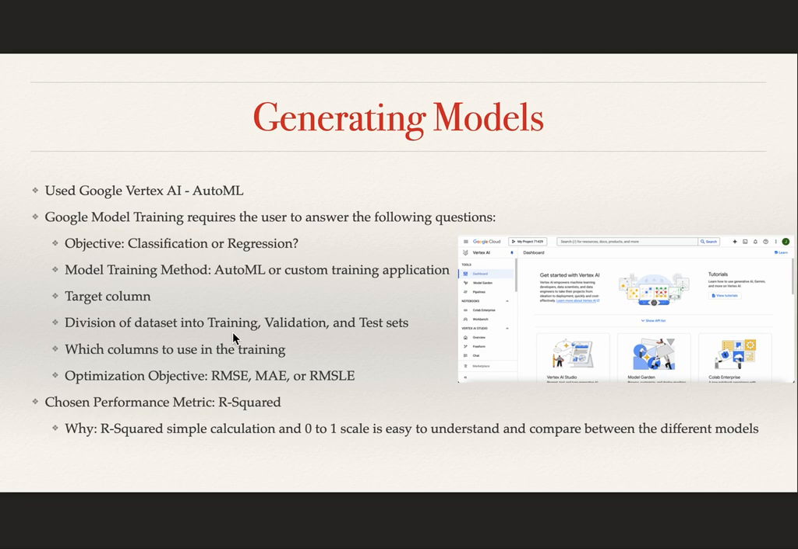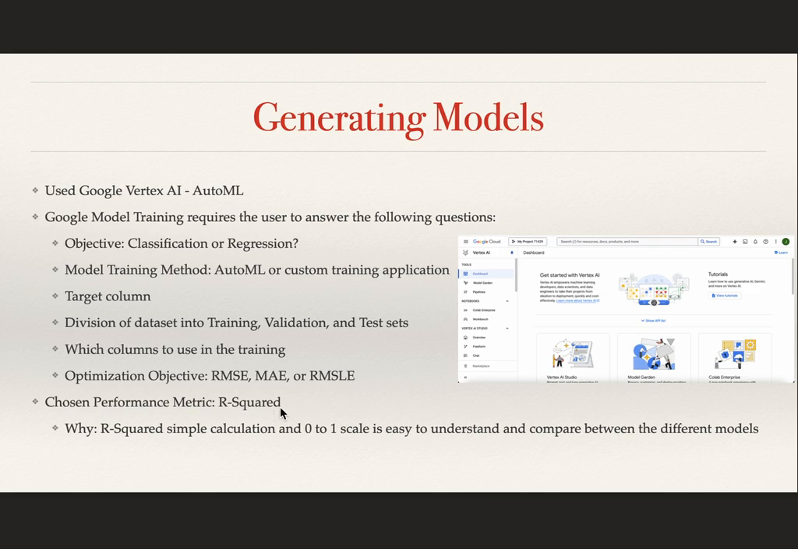What's the division of data between training, validation, and test sets? Which columns do we want to use in the training? And then what's the optimization objective? RMSE, root mean squared error, mean absolute error, or root mean squared logarithmic error. To be completely honest, this is the part of the model creation that I don't understand. I don't know how this selection necessarily changes the structure of it, but looking at the results, it kind of makes sense. So we'll get into it in a bit.